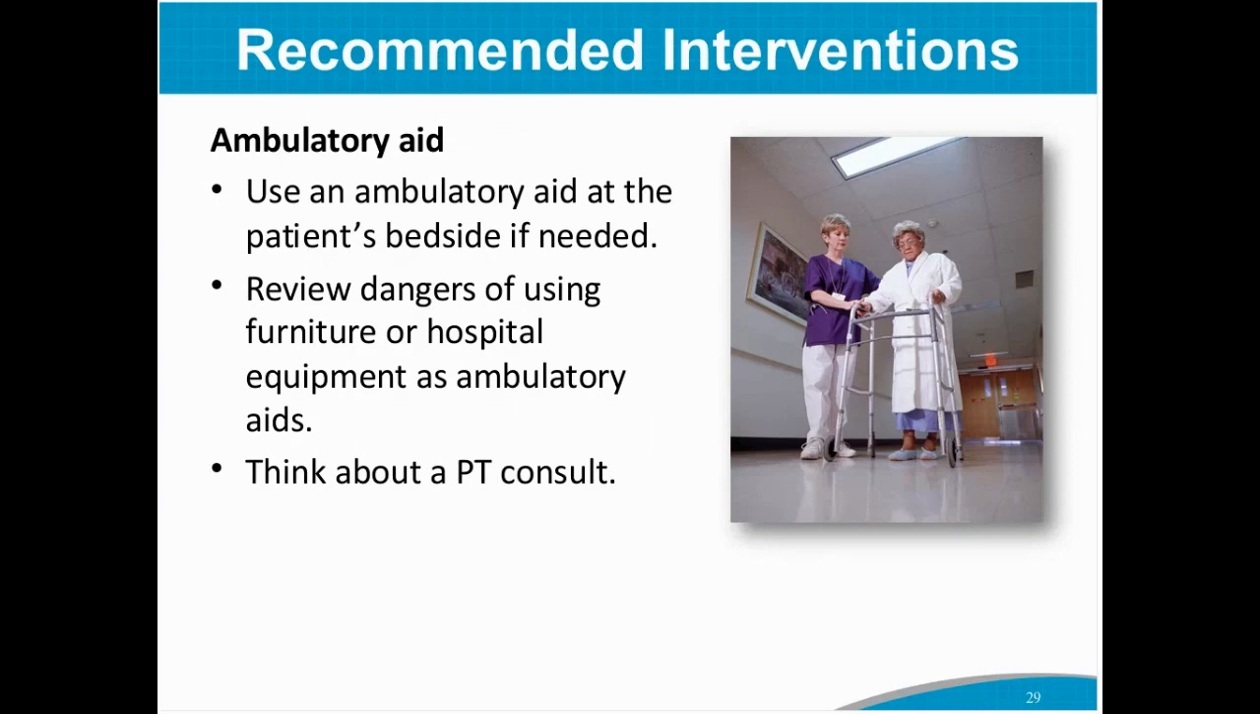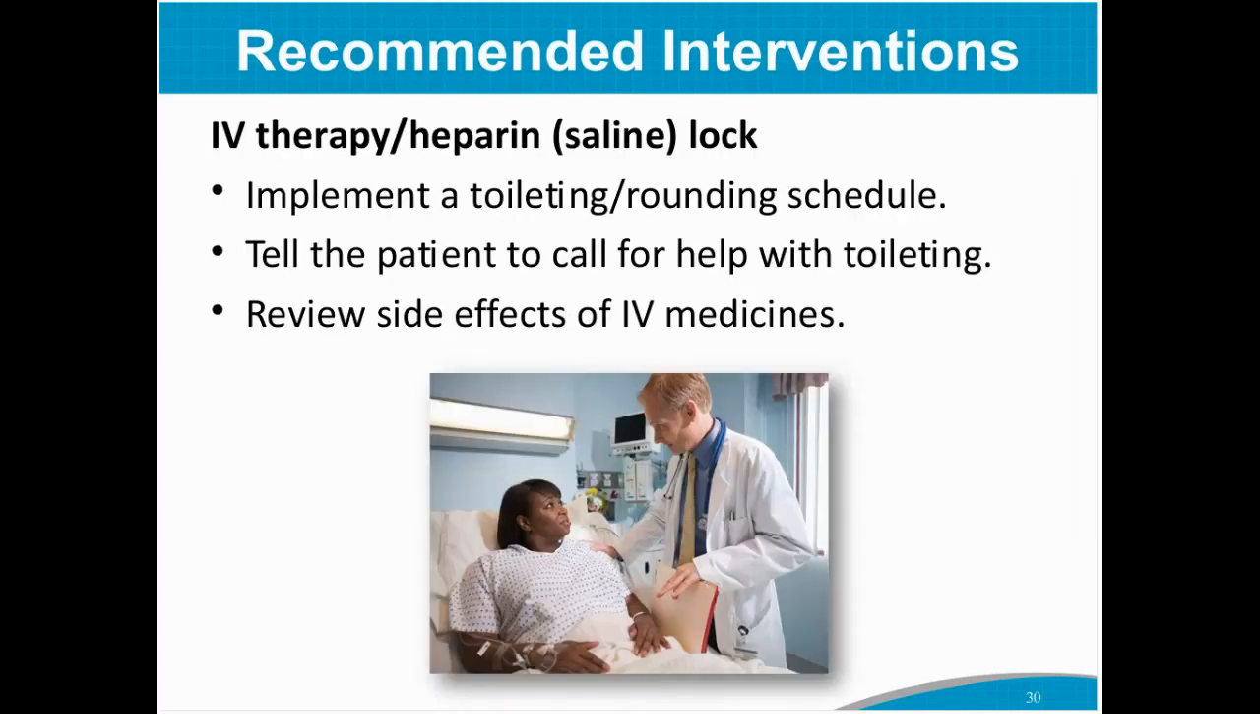The next area of risk is ambulatory aid. If the patient needs an ambulatory aid, there should be one available for them at their bedside. Always review the dangers of using furniture or hospital equipment as ambulatory aids with patients. As you all know, most of the furniture in hospitals is on wheels, and when patients use that as an ambulatory aid, they're very likely to fall. And for patients who don't know how to use their ambulatory aid well, think about a PT consult.